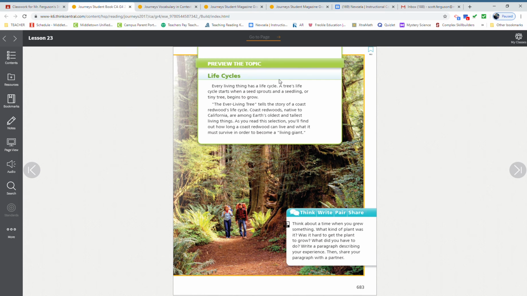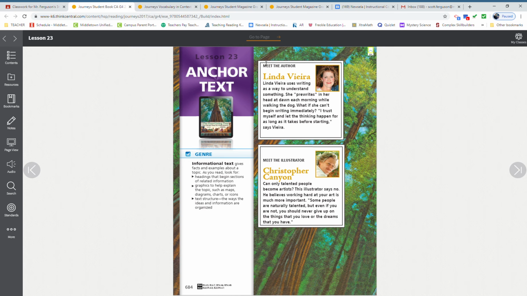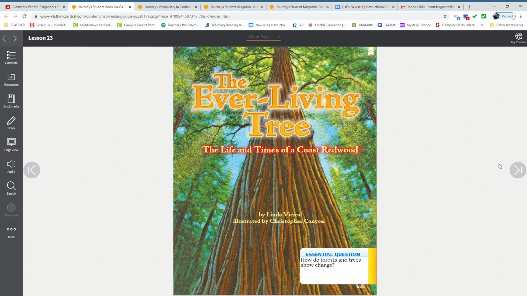This gives you a little preview of the topic. I'll let you read that on your own. And the genre, or the type of story, is informational text. And we've been doing a lot of exercises and practice with informational text. And the story is The Ever-Living Tree, the life and times of a coast redwood.